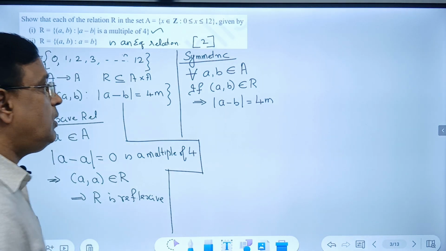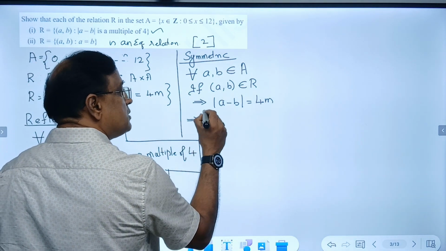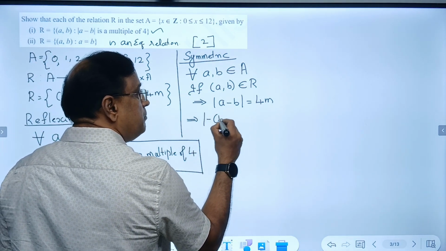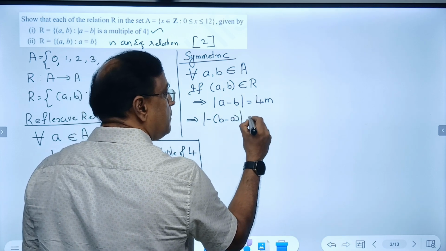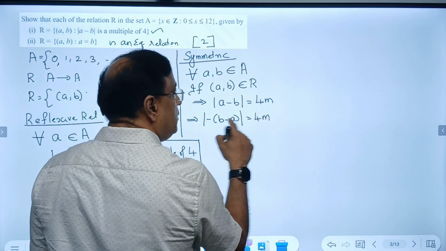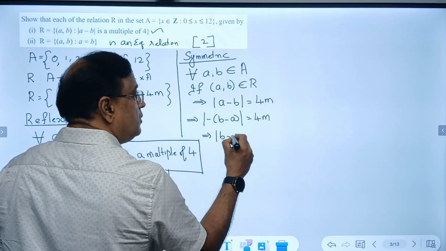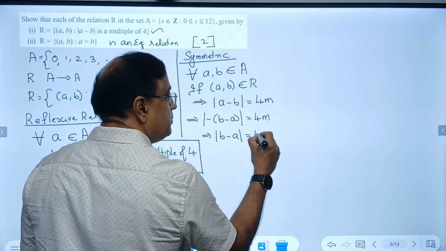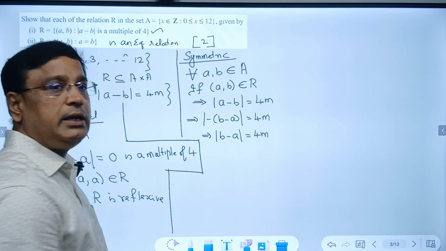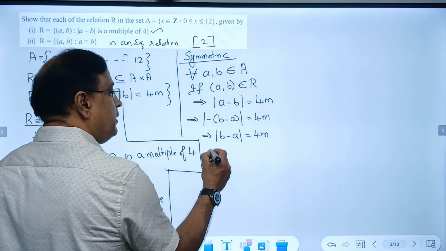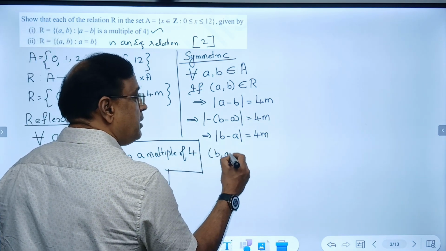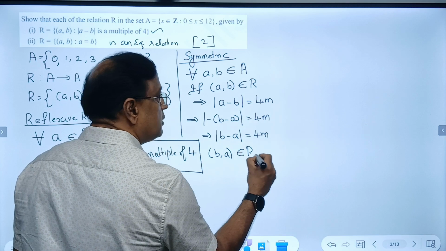Correct? Now what I will do? I will take minus outside. It will become b minus a. So what will modulus do to the minus? It will make it positive. So there is no difference between modulus of a minus b and modulus of b minus a. This shows by the definition that b comma a belongs to R.